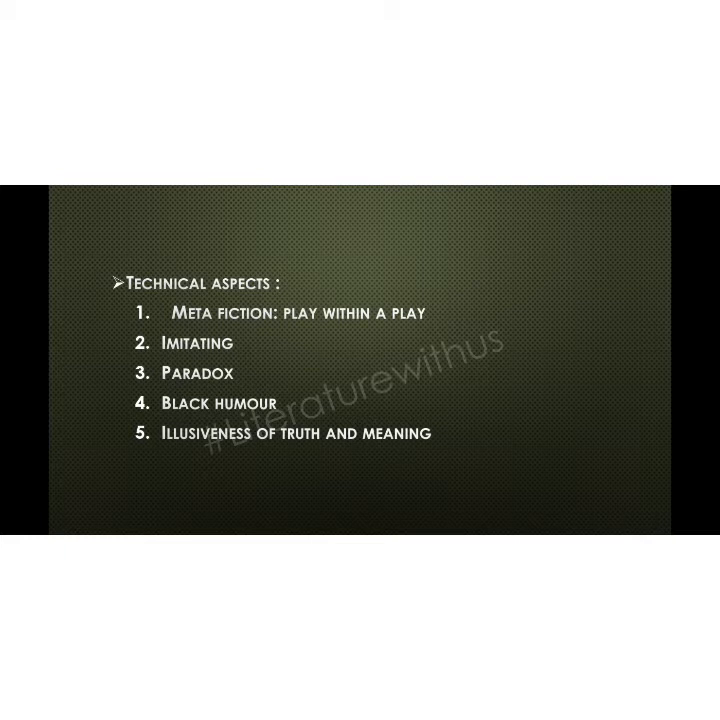A lot of paradoxes are used. Black humor is used. What is black humor? Black humor is joking about a subject that is actually a taboo, that is not acceptable to society. Talking and joking about subjects that are not acceptable in society, taboo subjects. Then there is elusiveness of truth and meaning. Elusiveness of truth is completely getting away from truth and meaning, trying to find meaning but never reaching a proper, perfect meaning. These are some of the tenets or features of postmodern literature.